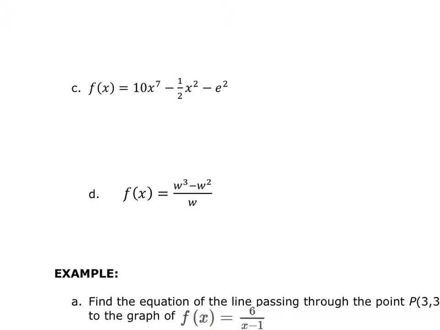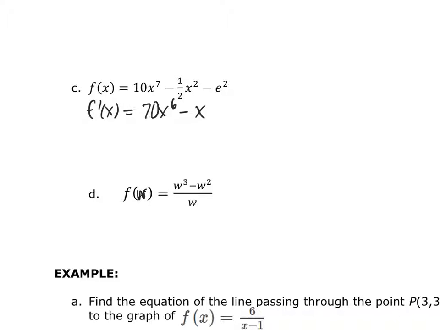Please do C and D. And you know who's your friend on D? Factoring. She or he is still your friend. All right, e to the 2 is just a constant. So when I do my first derivative, f prime of x, who's going to give me f prime of x? It hasn't given me an answer yet. Yes: 70x to the 6th minus 1x.